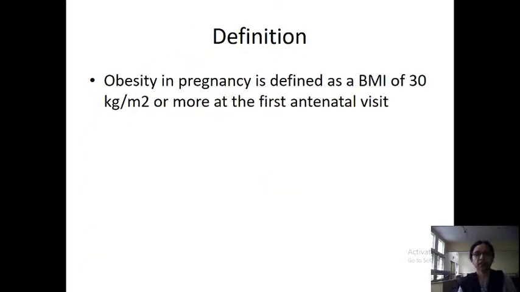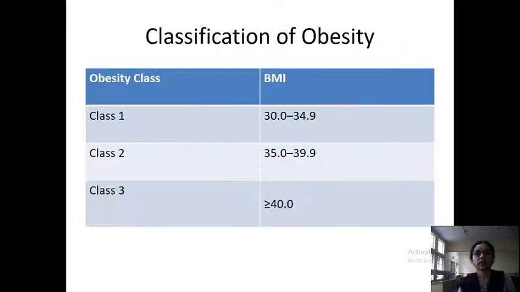So obesity in pregnancy is defined as a BMI of 30 kg per meter square or more at the very first antenatal visit. And then these are the three classes of obesity, and they share a relationship with BMI and the pregnancy morbidity and mortality.